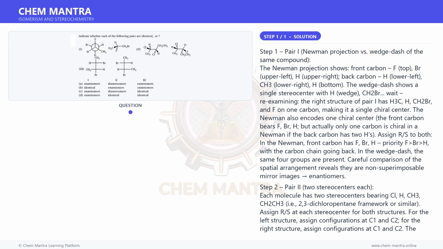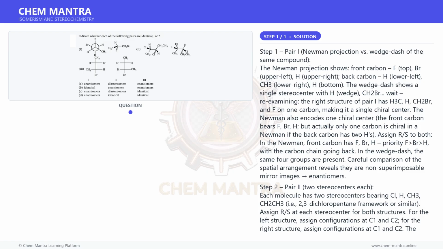The analysis shows that the configurations at the two centers are RS in 1 and SR in the other. Or more carefully, one center is inverted and the other is not between the two structures. When one but not both stereocenters are inverted, the compounds are diastereomers, not mirror images of each other overall. Therefore, pair 2 is diastereomers.